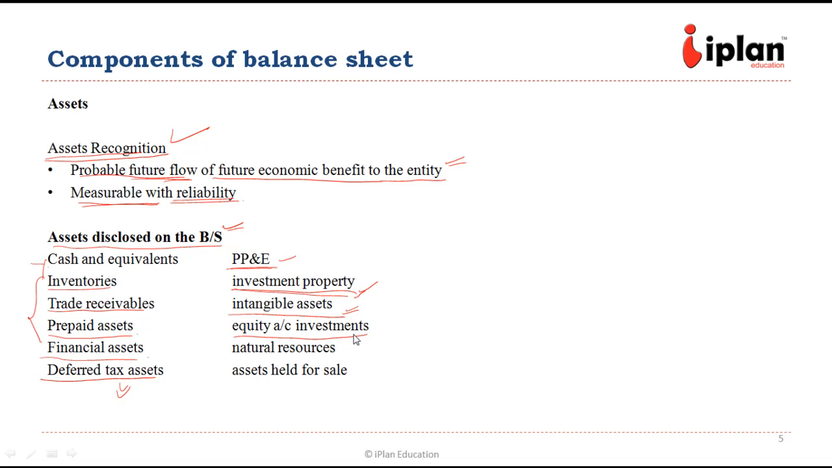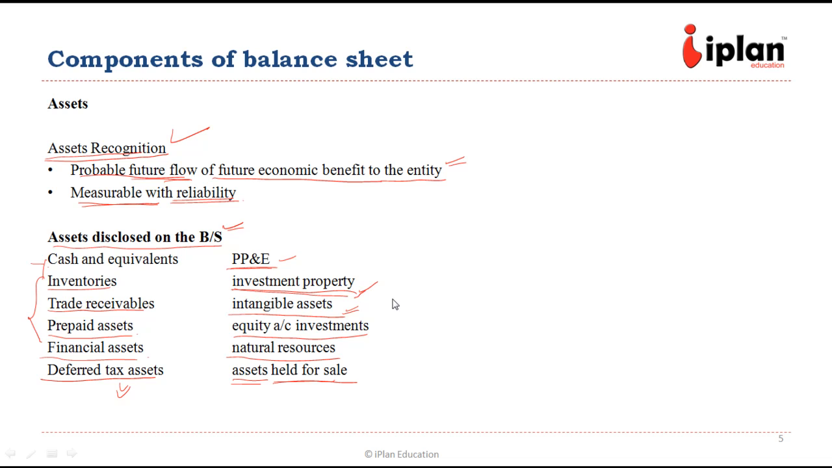Then equity account investments, those are also assets. There could be natural resources, for example mines, etc. Or there could be assets which are held for sale, for example tradable securities, equities or bonds, etc. So these are various kinds of assets which we put on the balance sheet.